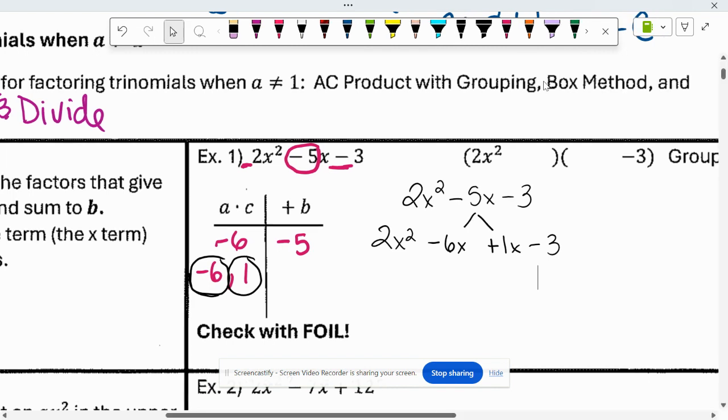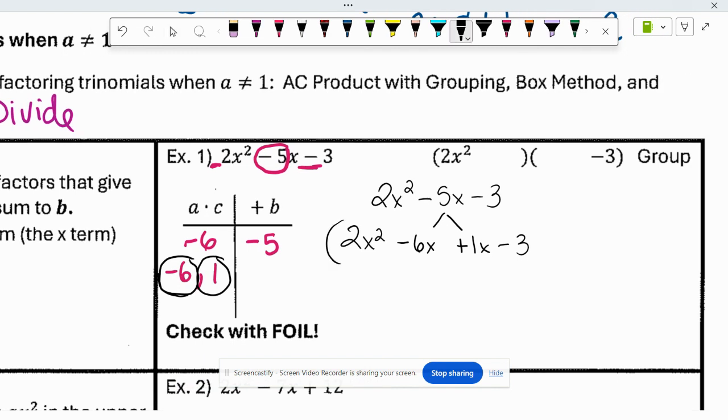Okay. So we're going to factor by grouping. When I factor by grouping, I need to have 4 terms. So all I've done is taken this trinomial and rewritten -5x as -6x plus 1x. I didn't change the trinomial at all. The value is still the same, but it went from having 3 terms to having 4 terms. So we can factor by grouping.